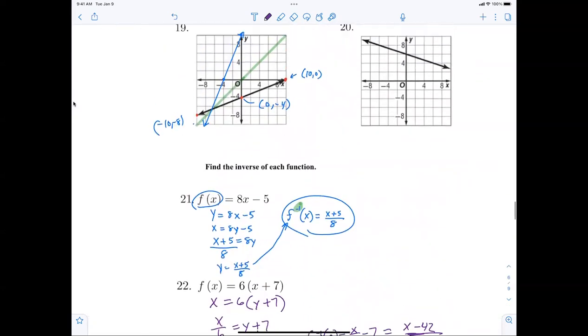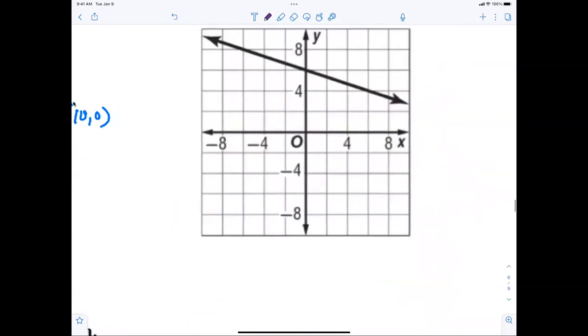Continue going backwards. So let's graph this inverse real quick. Here I see this point right here, and then I see this point right here and right here. Everybody good with that? So that's 0, 2, 4, 6. So 6, 0. This is 6, 4, so 4, 6. This is negative 6, 8, so 8, negative 6. And now I just graph this line.